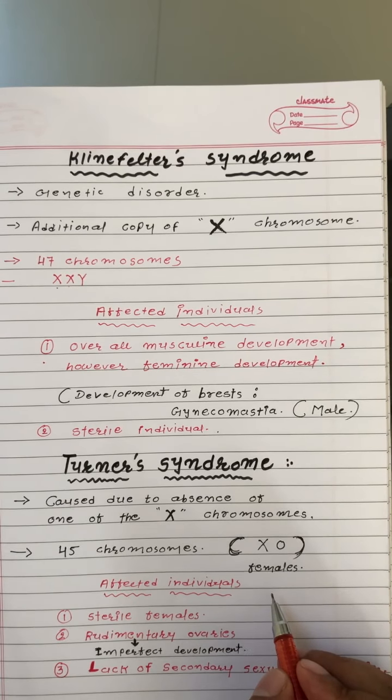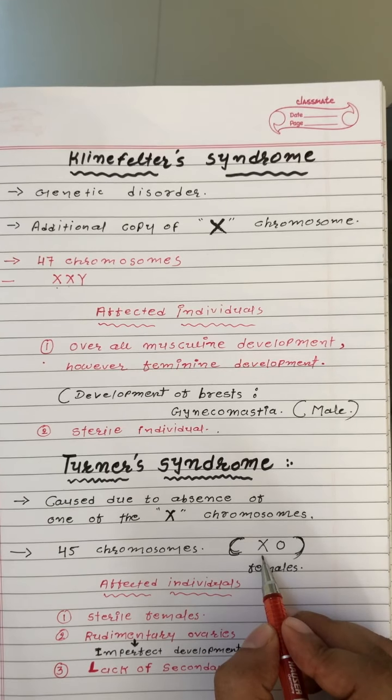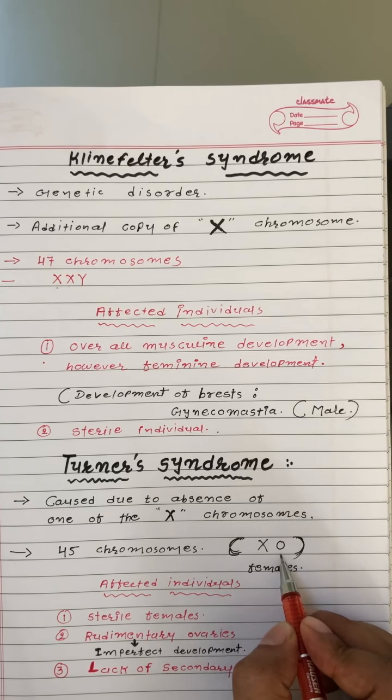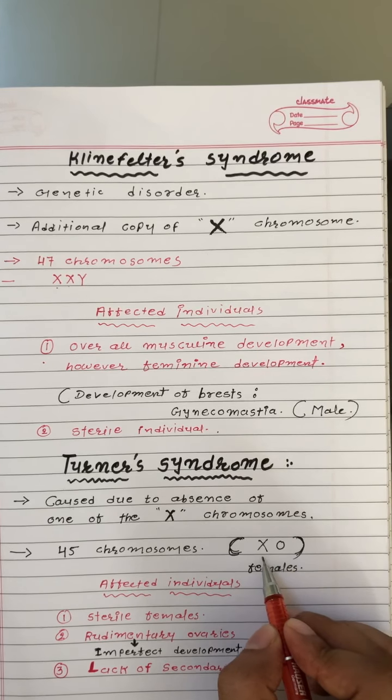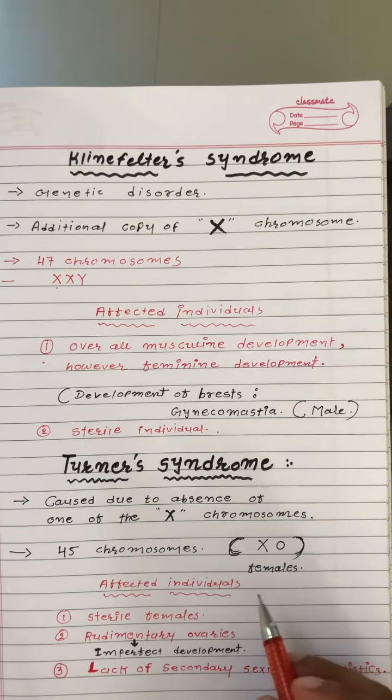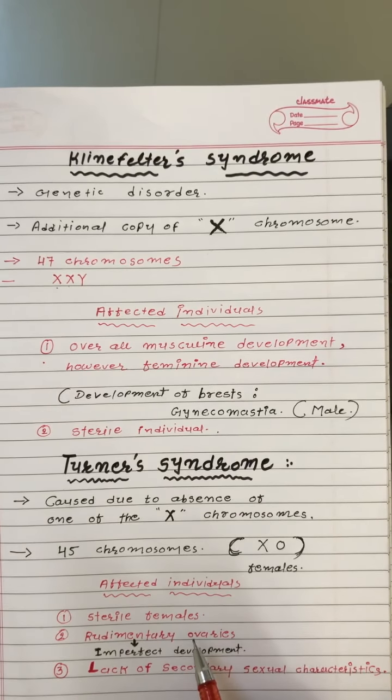We usually find females having Turner syndrome. So only one X chromosome. They have lost another X chromosome. This will be the condition, XO. Here the affected individuals will have symptoms, right? Number 1, all the females with the Turner syndrome will be sterile. Why are they sterile? Because they have rudimentary development of ovary. When we use the word rudimentary, that means imperfect development. And the third problem is lack of secondary sexual characteristics.